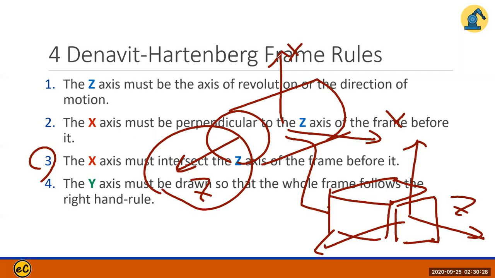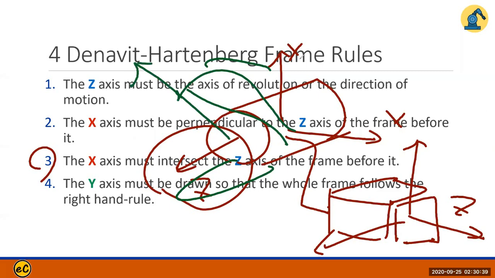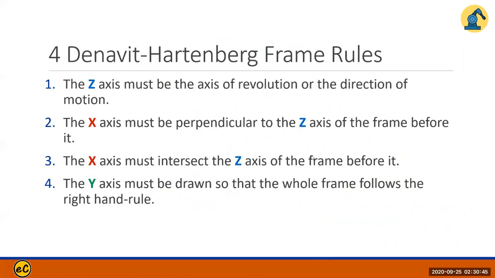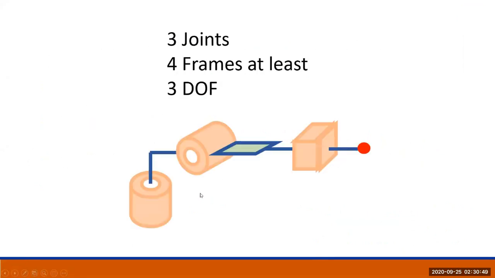Number 4, if you have a y, you actually want to use the right-hand rule. So basically, you have your palm like this, and you will go this way. So the y should be this way, and then you can rotate this way. Use the right-hand rule, which is popularly used in physics for cross products.